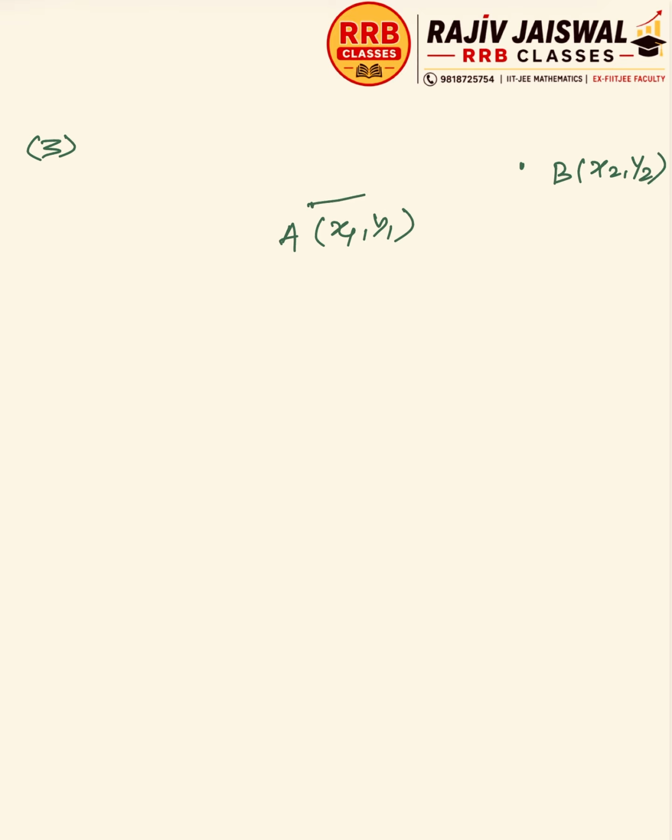If you join these two points, and there is a line, any line, which divides the segment in some ratio. Suppose this line could be any line. We have to find the ratio in which this line divides the line segment joining A and B. Let the point be P. We have to find in which ratio this line will divide. Suppose we have to find lambda.